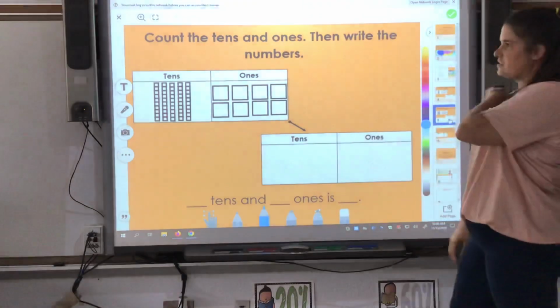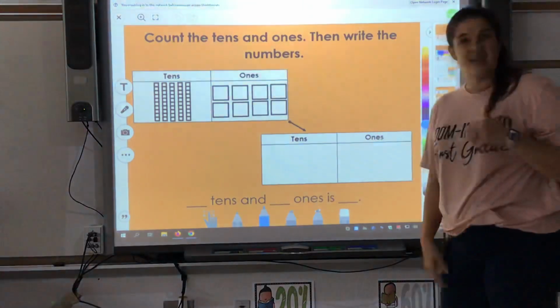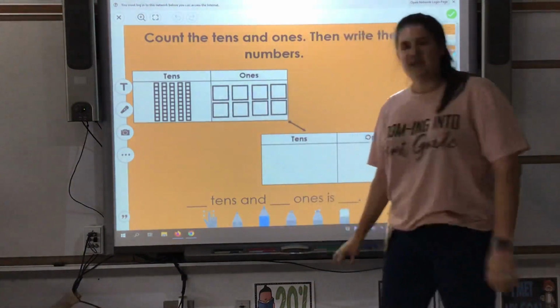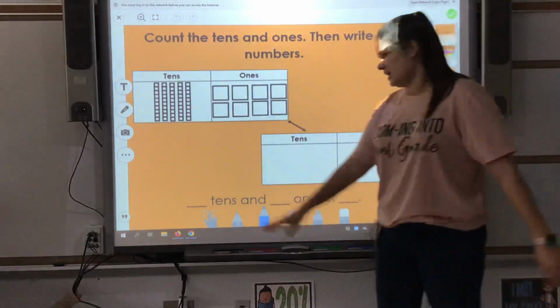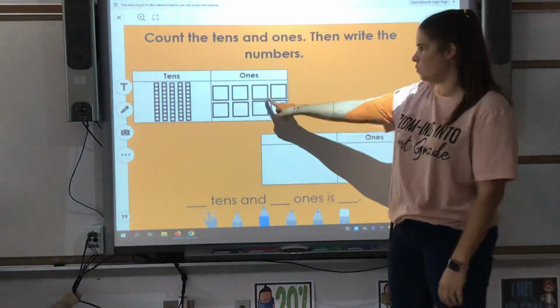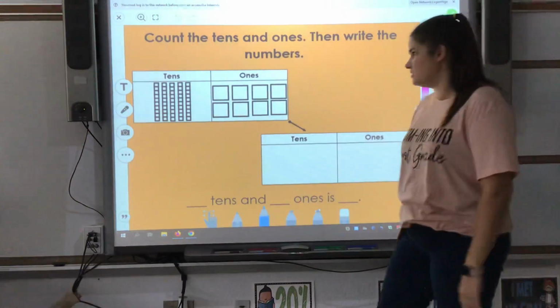Let's look at this next one. Count the tens and ones, then write the numbers. This is the same thing. You have your picture box and your numbers box and your sentence. So we have 3 different ways to show it. 1, 2, 3. Let's count our tens.